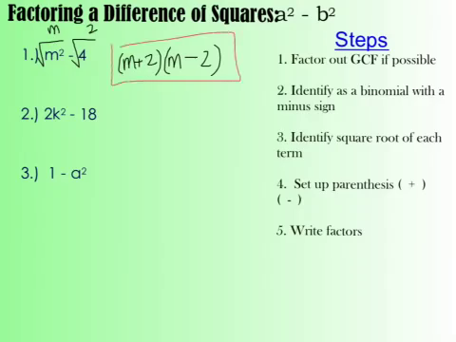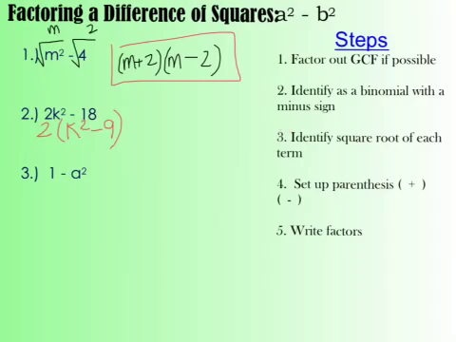Alright, so let's look at the next problem, number 2, following the same steps. So step 1, factor out the GCF. In problem 2, we do have a GCF. We can divide both of these by 2, so 2 is going to come out, and left over is going to be k squared minus 9. Step 2, identify as a binomial with a minus sign. So we have 2 terms, there's a minus sign in between.